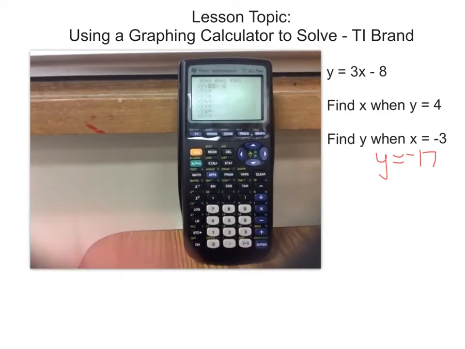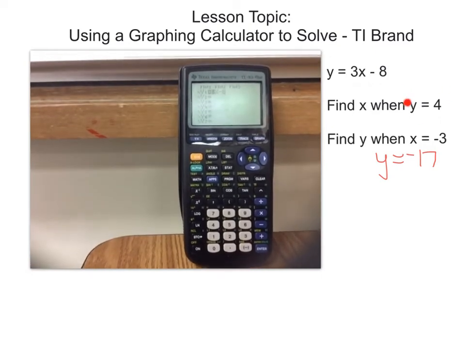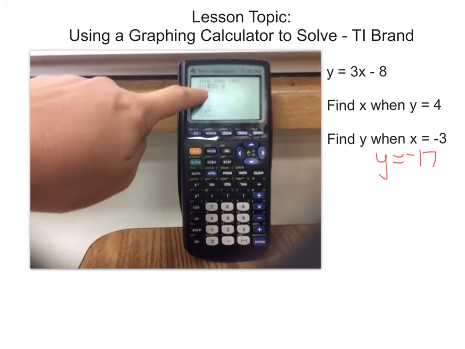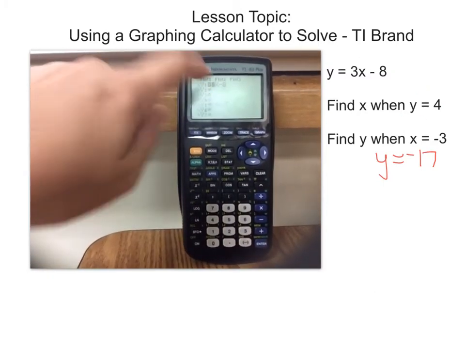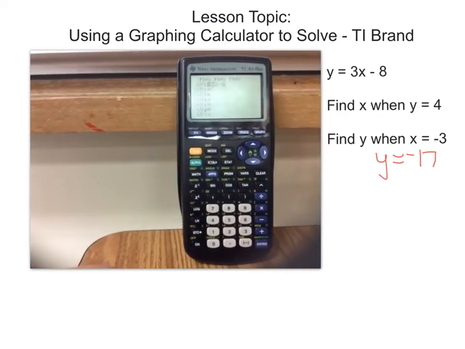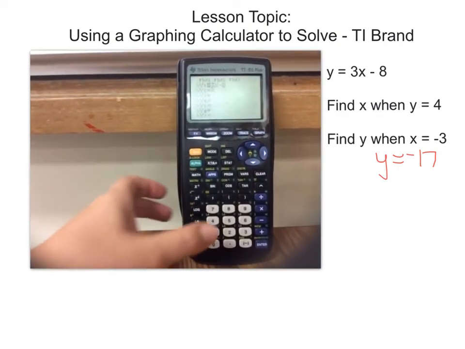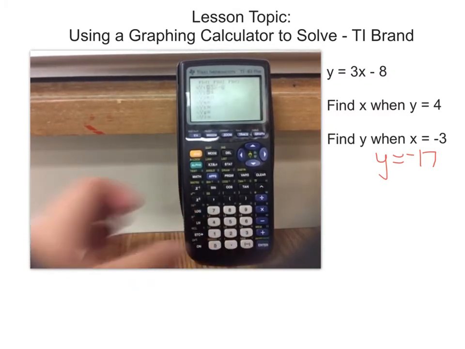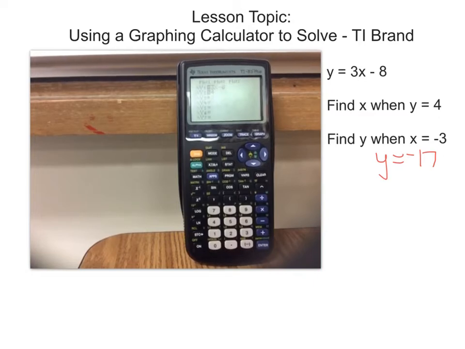Okay? Because let's think about this a second. We know that y equals 4, and we want to find x. So we're going to put y equals 4 into our second y line, so our y sub 2 line. So we're going to go down, and in the second line, we have to leave 3x minus 8 there. We're going to hit a 4. And again, we're going to lock it in by hitting enter. So now we have y equals 4 in there.